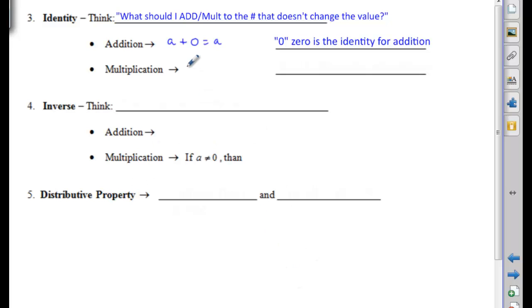If we do the same thing here, if I take my same number A, but now I'm going to multiply, what am I going to multiply so that I still get A? And you're thinking, yes, it's 1. So 1 is the identity for multiplication.